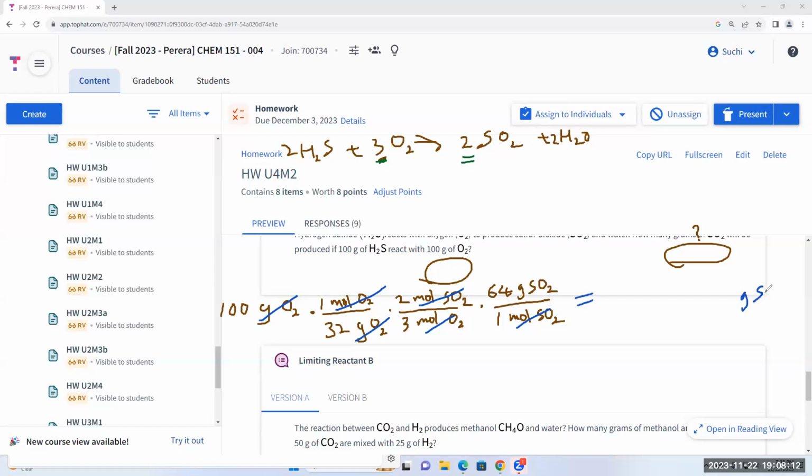Can somebody tell me what you get here? If you do this calculation. Yeah, same number, right? 133 grams of SO2. This is the other way of doing the same calculation. You determine the limiting reactant, and then you go from the limiting reactant to what they're asking by setting this up like this.